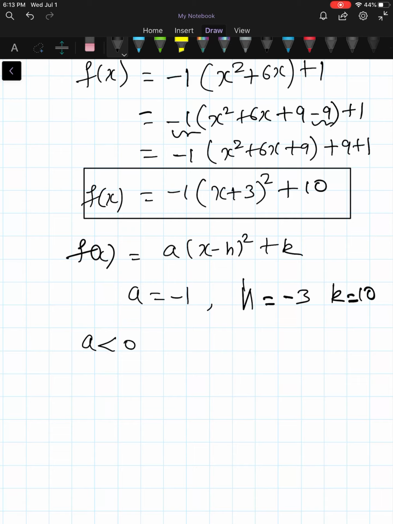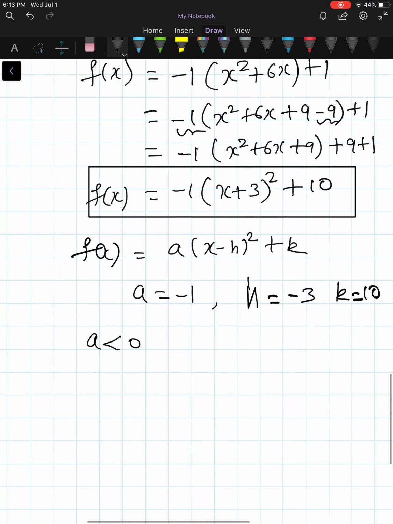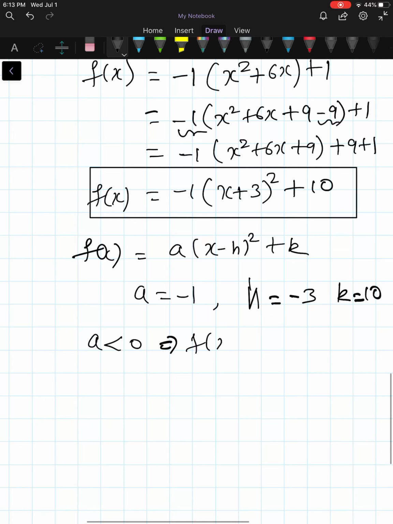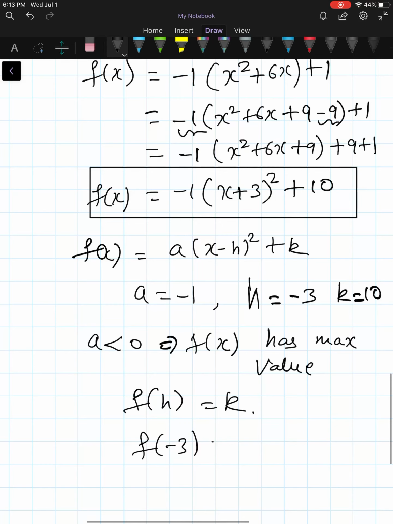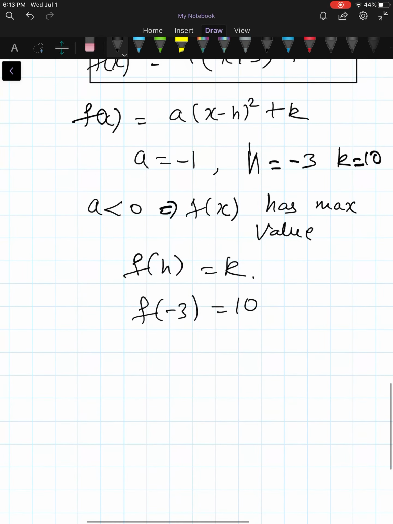But a here is less than 0, because a is negative 1, so the graph will have a maximum value. So a is less than 0, that implies f of x has a max value. So what is that max value? It is f of h, which is equal to k, that is f of negative 3, which is equal to 10. So we can verify this again.